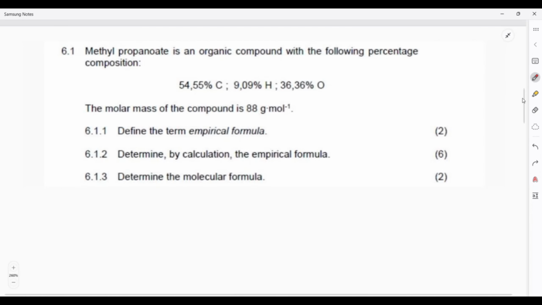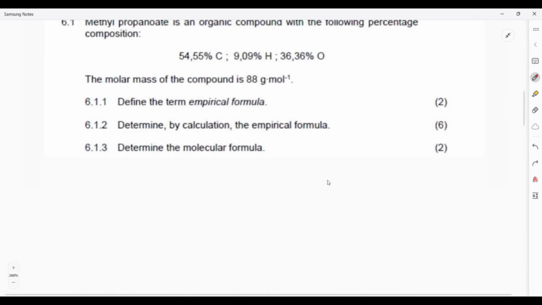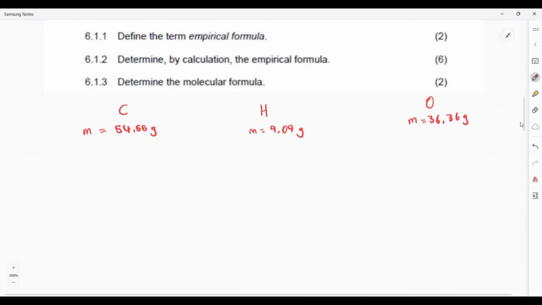So if you have watched my video on the empirical formula, I said step number one, you convert the percentage into mass. You convert percentage into the masses. What mass of carbon do I have? I have 54.55 gram. What mass of hydrogen? I have 9.09 gram. What mass of oxygen? I have 36.36 gram also.